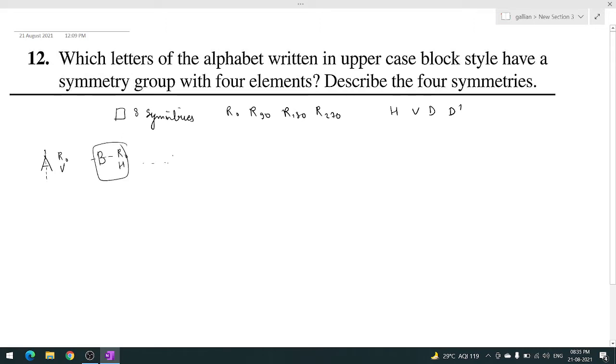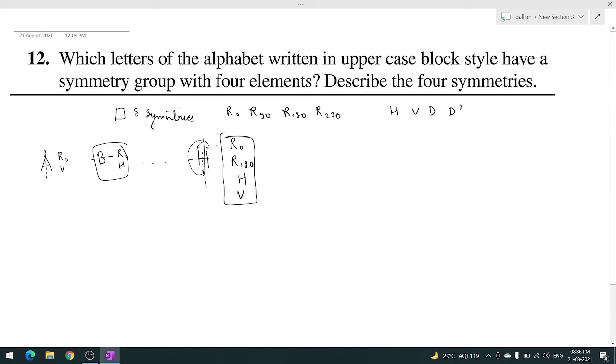If you keep going like this and arrive at something like H, let's see what happens. The rest you can find out whether they qualify or not, but I will be focusing on H. If you see H, it has R0 symmetry and R180 symmetry, because if you turn it around by 180 degrees it will remain the same. Next, it has horizontal symmetry, which we can write as H. And next, it has vertical symmetry, because along this line you can flip it and it remains the same. So H has all these 4 symmetries.